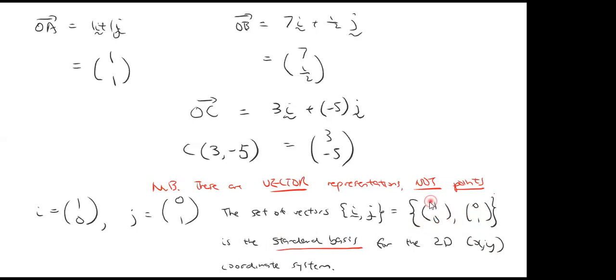They need to all have one component only. So that's X and the other is 0. This is Y and the other is 0. And that's 1, 1. And that they're at right angles to each other. That is what makes a standard basis.